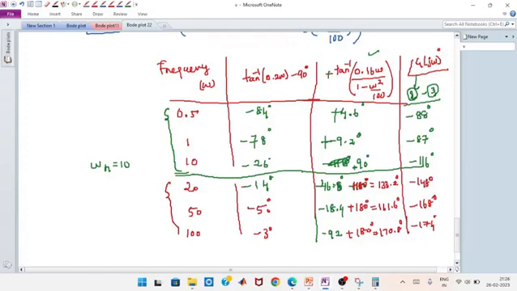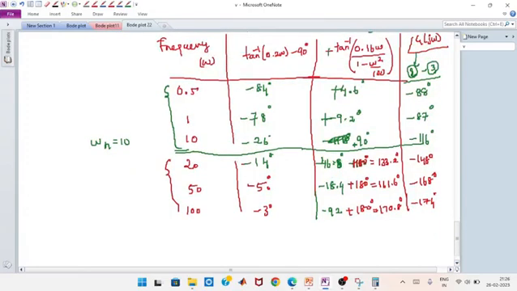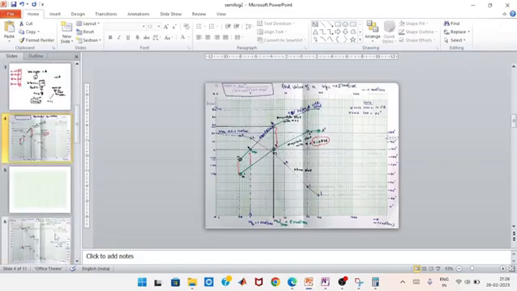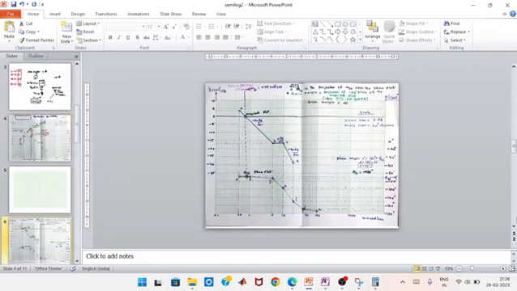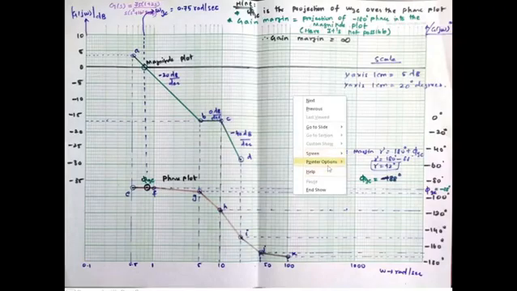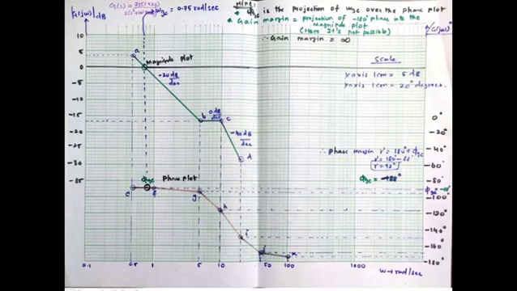So for this phase, try to plot it in the given graph. That's all. So these are the things in the phase plot. Now I will go to the phase plot section. I'll show it in this one too, because I don't want to waste time plotting the points or boring you with the details.